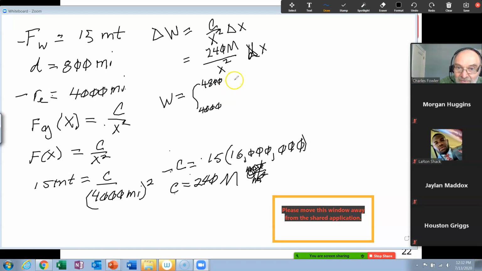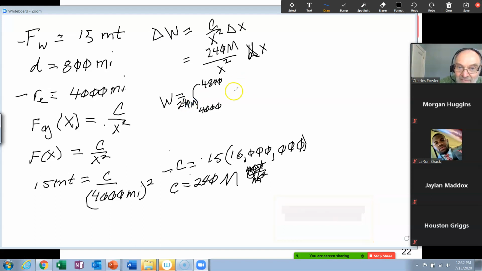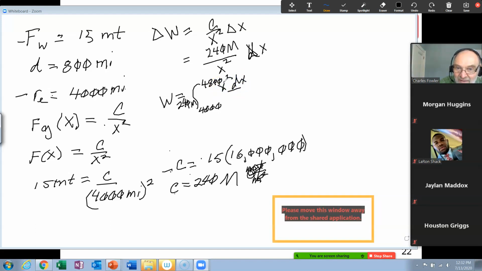Okay, and then we'll do this, and let's get our 240 million out front, and then you have dx. Well, let's just write it this way, x to the minus 2. That's easier to integrate. x to the minus 2 dx. Now, here's the 240 million. I'm going to abbreviate it like that. Okay. And what is the antiderivative of x to the minus 2 dx? Anyone do that for me?